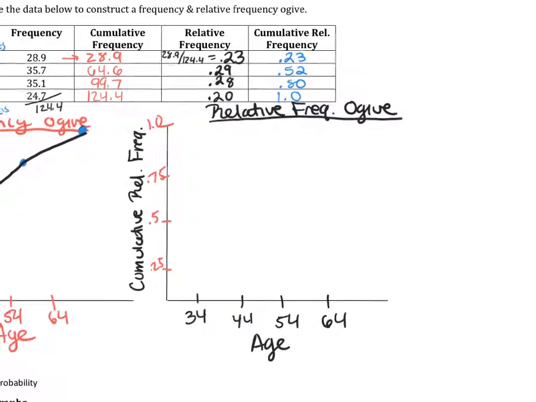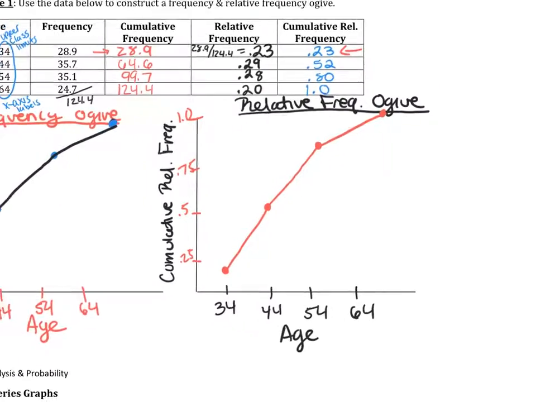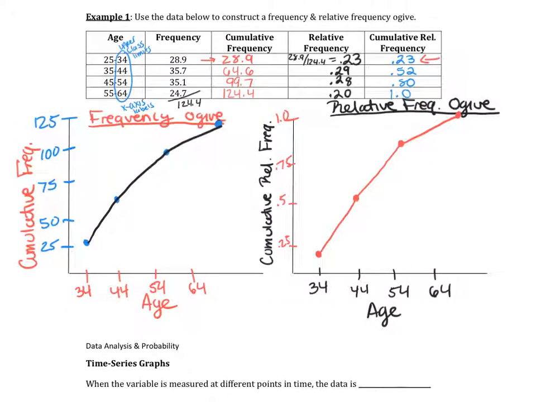So our first cumulative relative frequency is the 0.23. So we'd have 34.23, then 44.52, 54.80, and then 64 and 1. Okay, again, we use our lower class limits and then cumulative frequency or relative frequency.